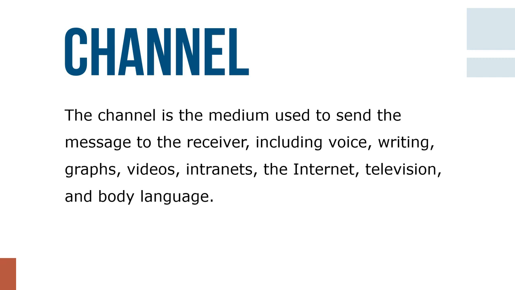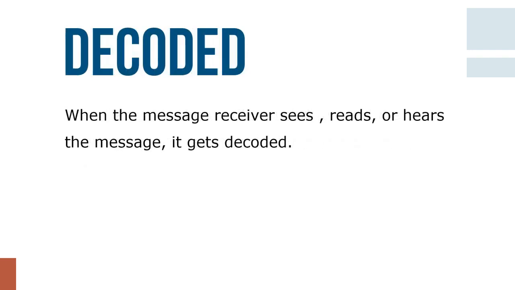When the message receiver sees, reads, and hears the message, it gets decoded. Decoding is the interpretation and translation of the message back into something understood by the receiver. The decoded information is hopefully the same as the information the sender intended to communicate, but that's not always the case. Feedback is a check on the success of the communication.